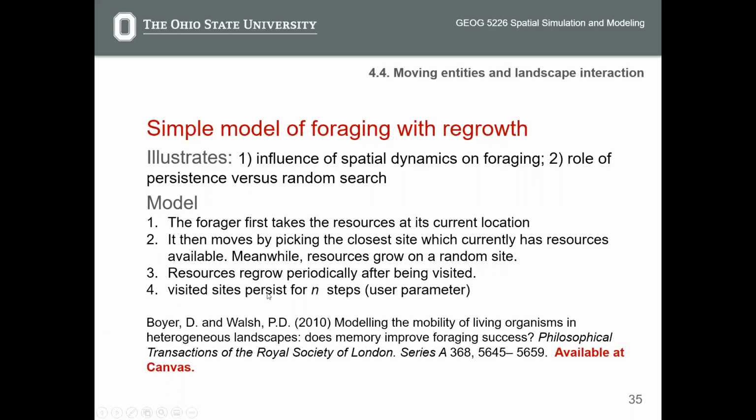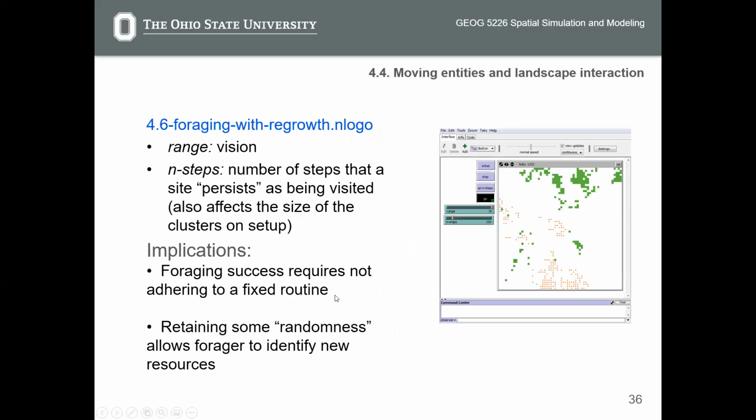So visited sites persist for n steps, right? This persistence of n steps is the time period during which sites flagged as visited will not have resources respawn or regrow. Of course, you can set this specific n value. So we have a model from the textbook.